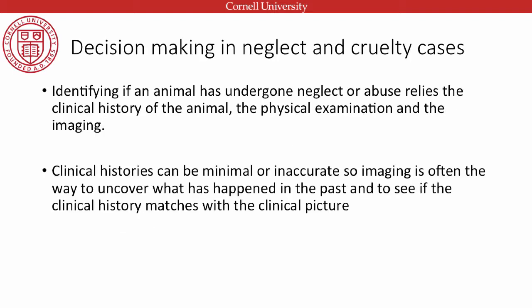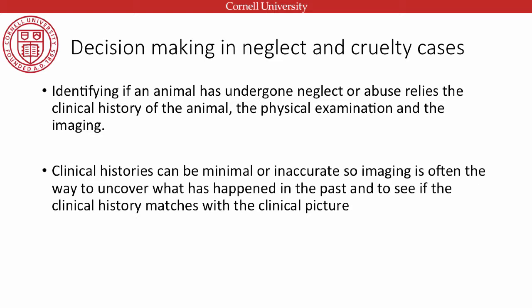Identifying if an animal has undergone a neglect or abuse relies really on a clinical history of the animal, the physical examination, and the imaging. However, clinical histories can be minimal or inaccurate, and so imaging is often a way to uncover what's happened in the past and to see if the clinical history matches the clinical picture. That's quite important when we're trying to put together what the owner's saying with what we're seeing in the clinical picture and what maybe is being suggested by other parties or has been observed by the authorities.